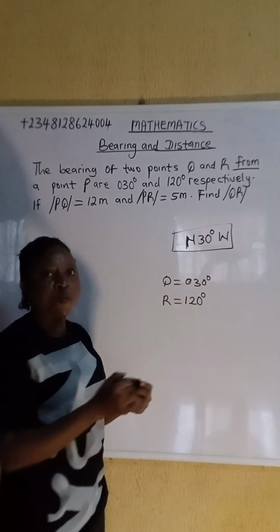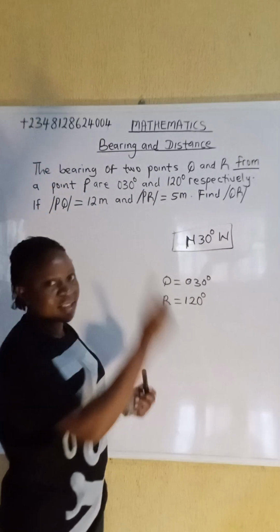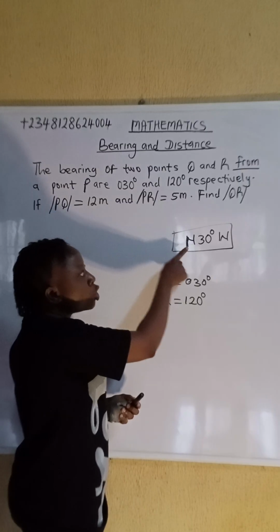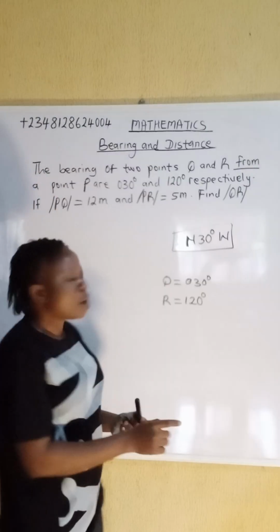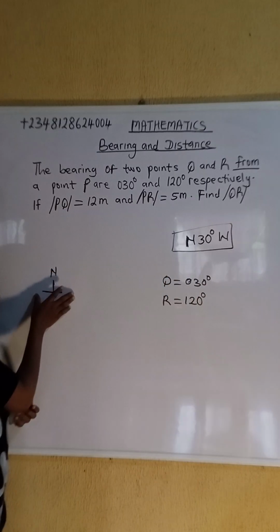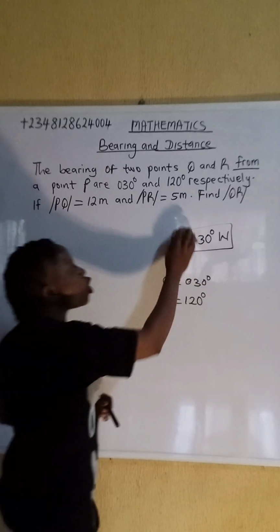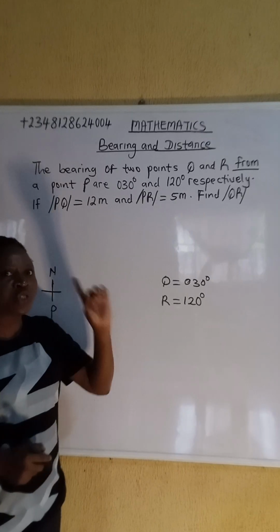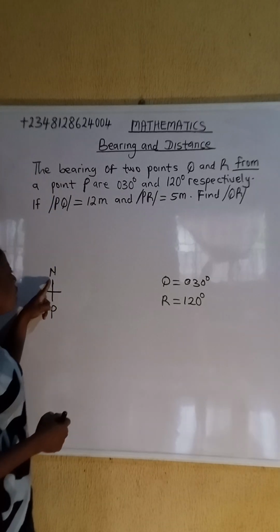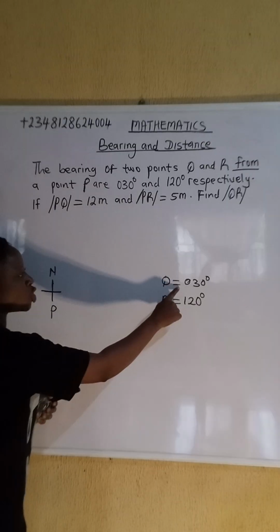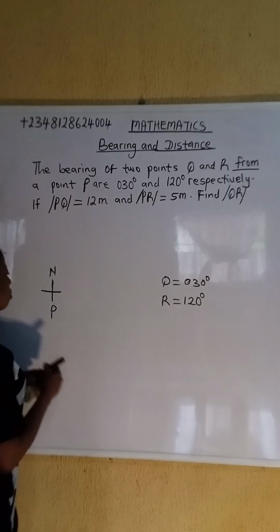So when you have a compass bearing, you follow the instruction. This one is to be constructed from north towards west. But this one is a true bearing, not a compass bearing. So when you have a true bearing, you construct your angle from the north pole, then you move towards the clockwise direction. So let's construct the first bearing.